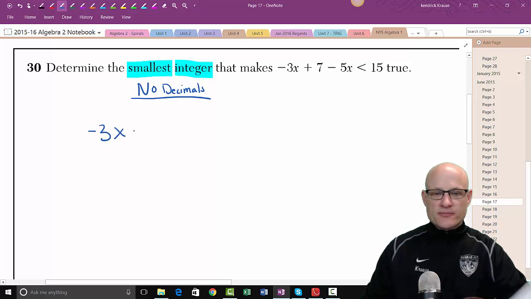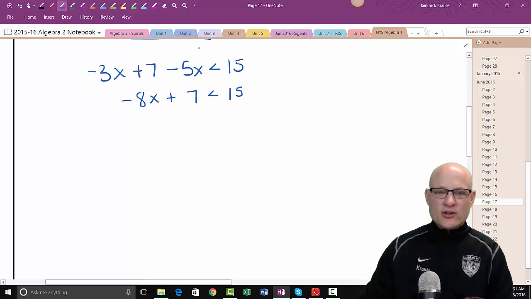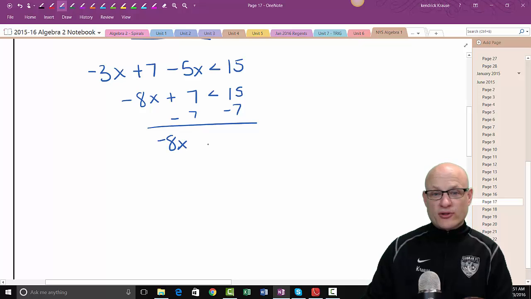Minus 3x plus 7 minus 5x less than 15. So I get negative 8x plus 15 is less than, why did I write 17? Oh, negative 8x plus 7 is less than 15. I don't even know what I said. So then we're going to subtract 7. And you're thinking, wow, this is a really easy question. And it actually really is an easy question.